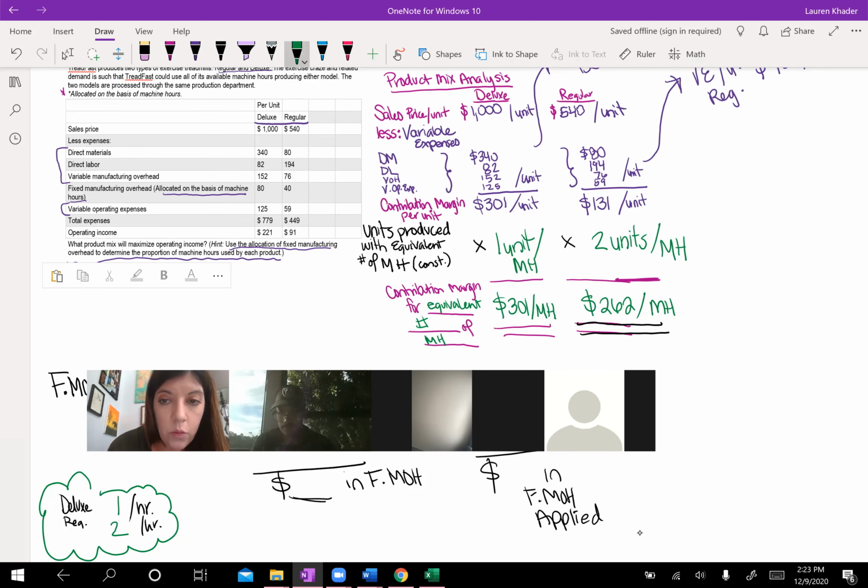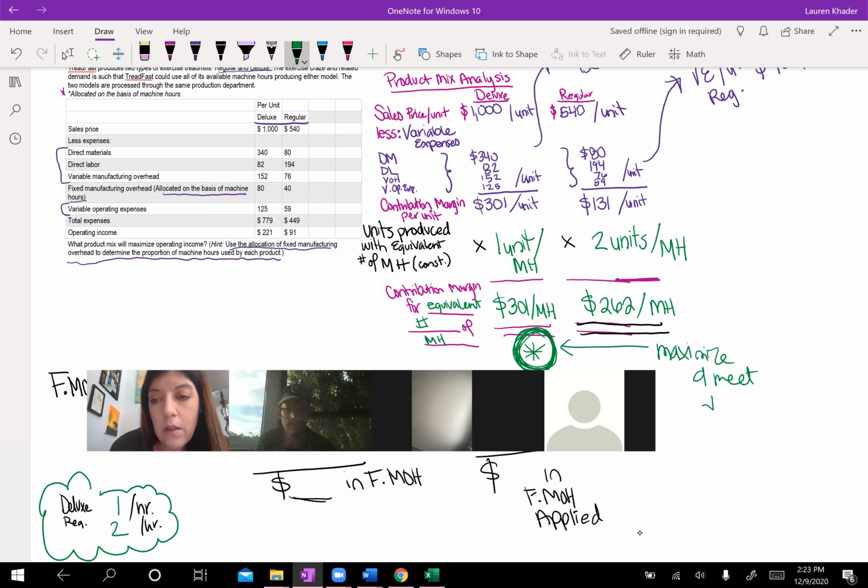So which of these would you maximize and meet demand for? Even though it takes twice as long to make 1 unit of the deluxe, it is the one that is the most profitable in relation to the constraint. So you're going to maximize and meet demand for deluxe first. And whatever you have time for later will go towards the regular.